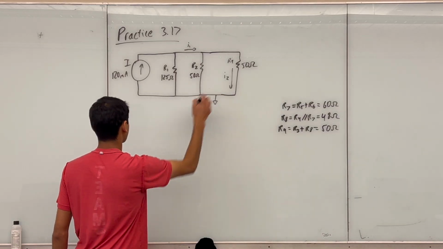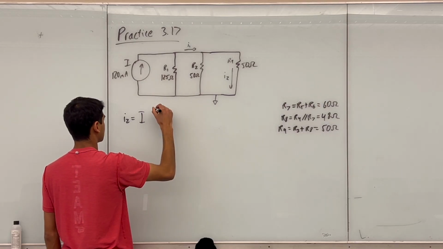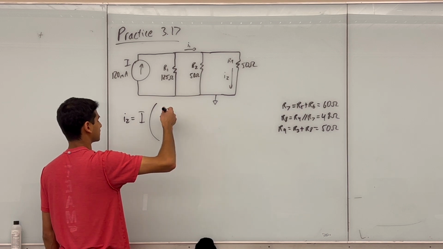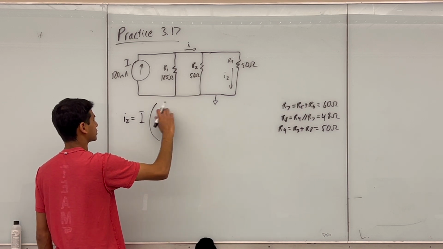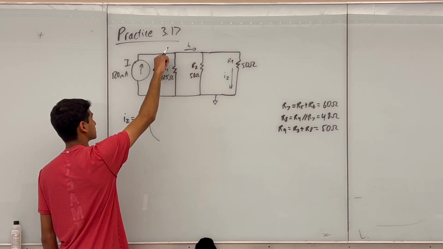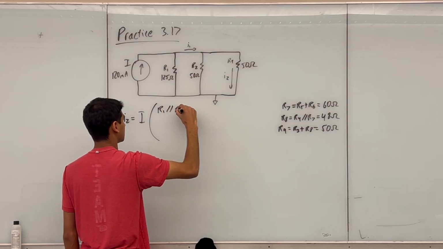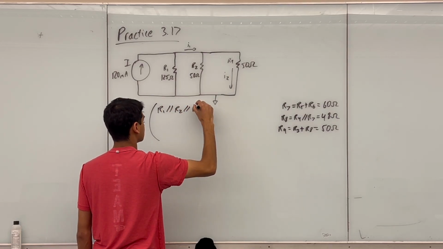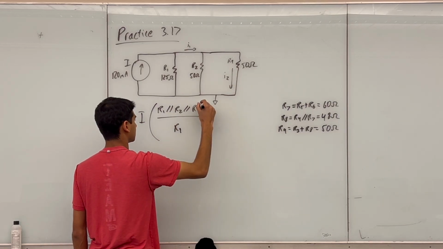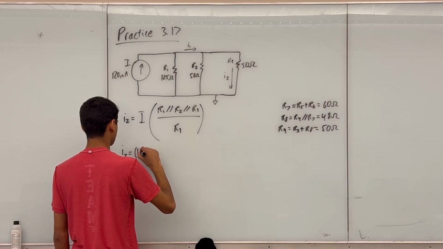So I'm going to say that I2 equals my current supply, I, multiplied by, and since this is the resistor version, I flip the conductance version, so it's all the resistors in parallel, so Req, the equivalent resistance that this current source sees. So it's just going to be R1 parallel R2 parallel R9, and all that over my resistor R9.